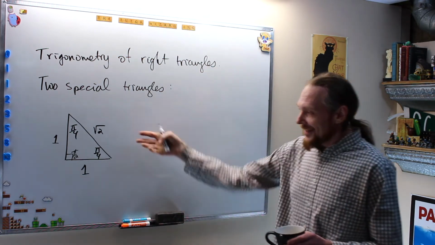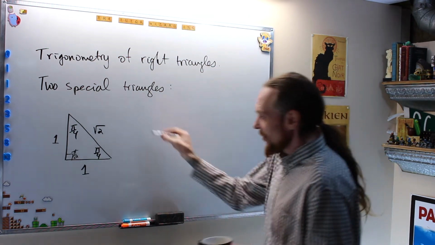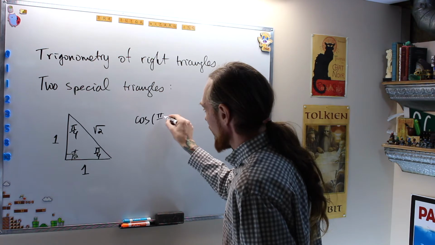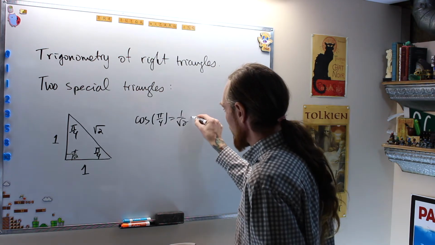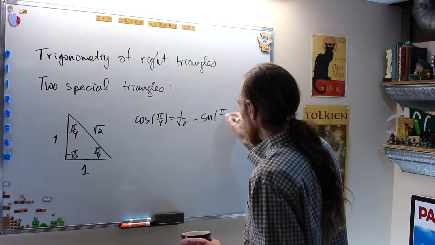Using these mnemonics, I can get a bunch of nice trigonometric ratios. What we just found out is that cos of pi over 4 is equal to 1 over root 2, which is also equal to sine of pi over 4.